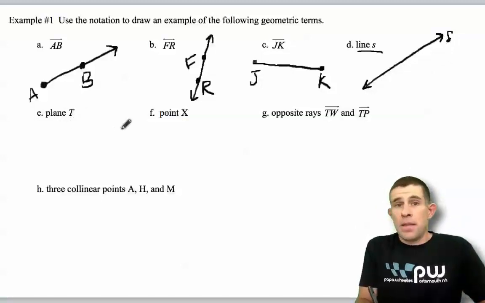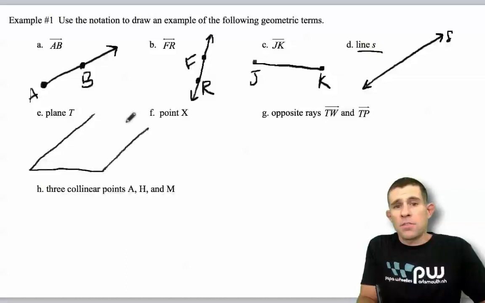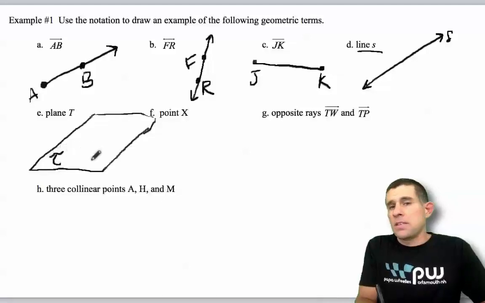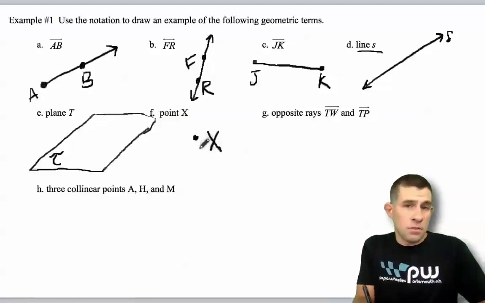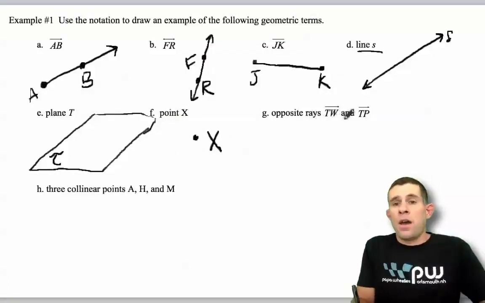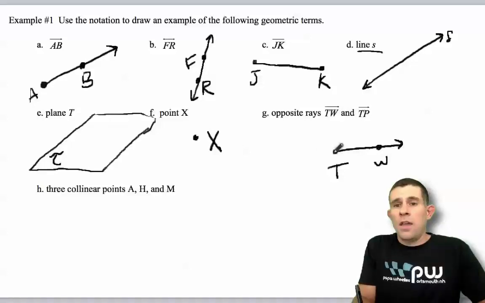All right, the next is plane T, so I'm going to create this parallelogram shape, indicating that this is a 2-dimensional surface, and I'm going to put my little script T down here in the lower left-hand corner. All right, the next is point X. That's an easy one, just a capital X next to a point. And now I want opposite rays TW and TP. So again, my starting point must be T. If I go 1 to the right here, we'll call this TW, and 1 to the left, here's TP.